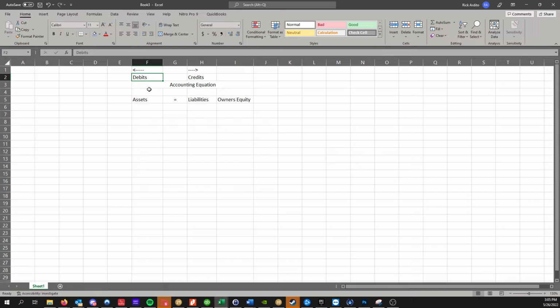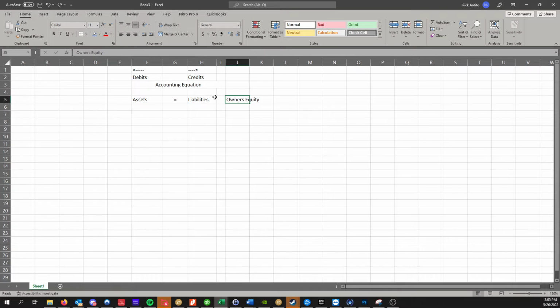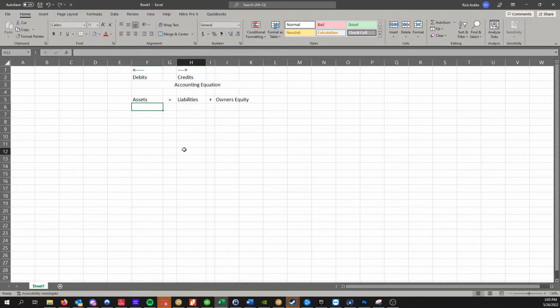The reason why is because we treat all accounts in accounting like an algebraic equation where we have to keep the sides balanced. Now, the accounting equation is assets equals liabilities plus owner's equity. That is the accounting equation. So whatever I do in an accounting entry, I need to make sure that this equation stays in balance, okay?